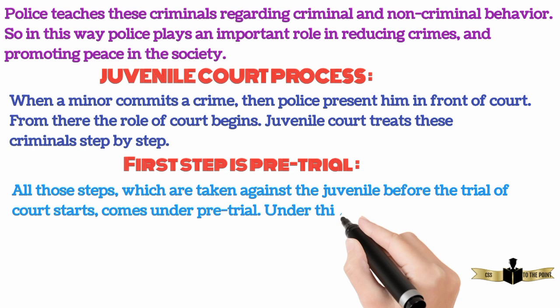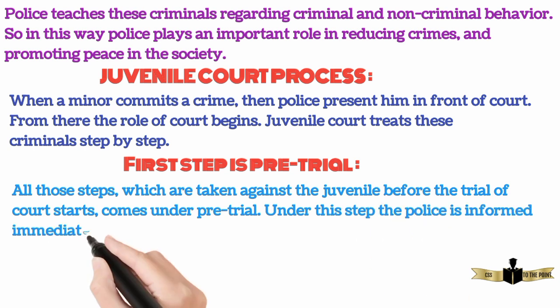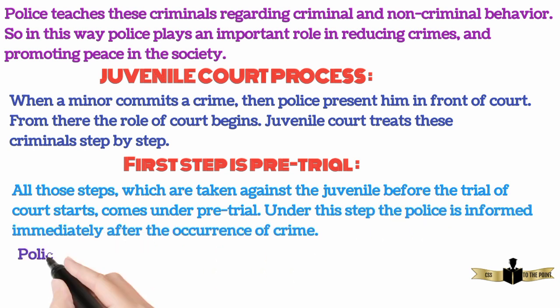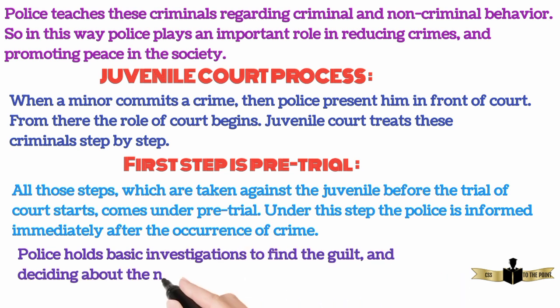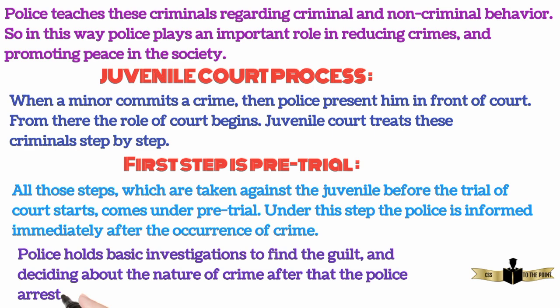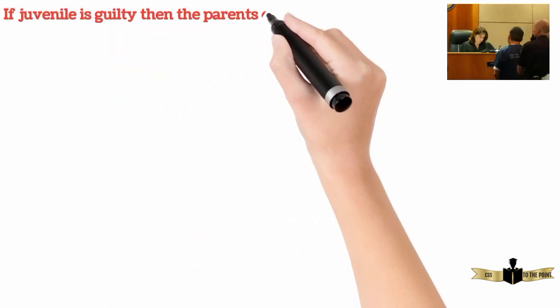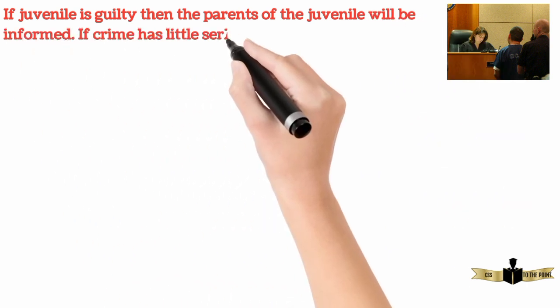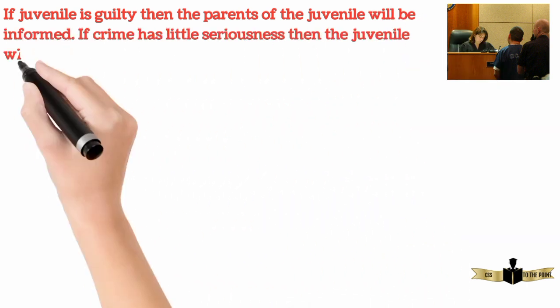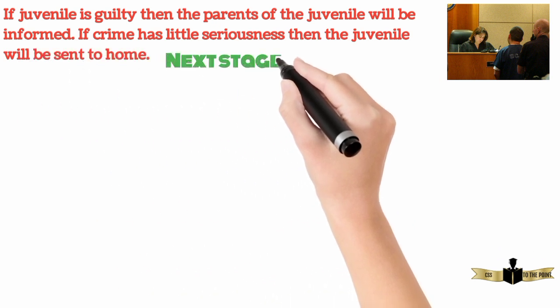Under this step the police are informed immediately after the occurrence of the crime. Police hold basic investigations to find the guilt and decide about the nature of the crime. After that the police arrest the juvenile. If the juvenile is guilty, then the parents of the juvenile will be informed. If the crime has little seriousness, then the juvenile will be sent home. The next stage is trial.